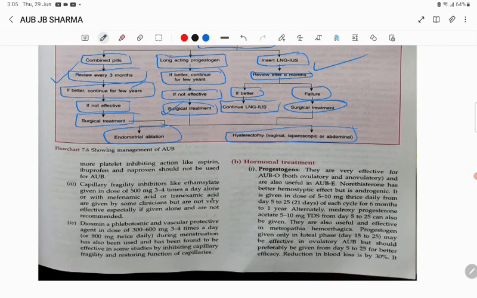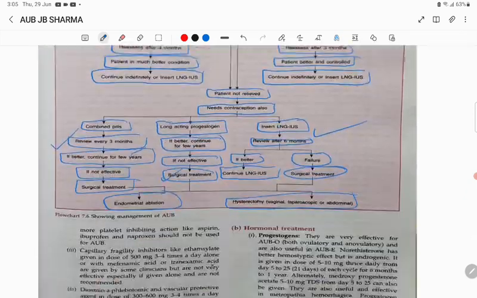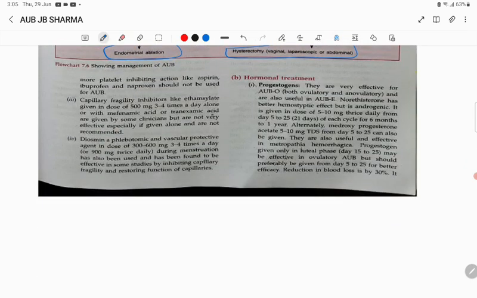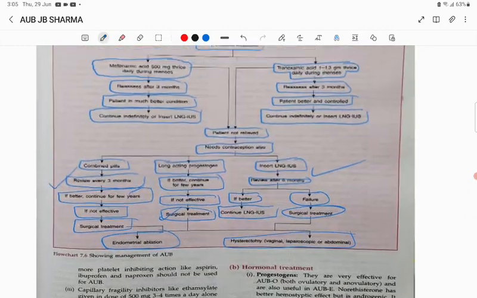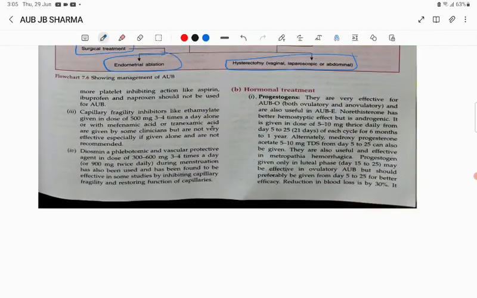Avoid drugs with more platelet inhibiting action like aspirin, ibuprofen, naproxen. A capillary fragility inhibitor like ethamsylate is given at a dose of 500 mg 3 to 4 times a day along with mefenamic acid. Tranexamic acid is given by some clinicians but is not very effective, especially if given alone, and is not recommended. Diosmin, a vascular protective agent, at a dose of 300 mg 3 to 4 times a day during menstruation has also been used and has been found to be effective in some studies.